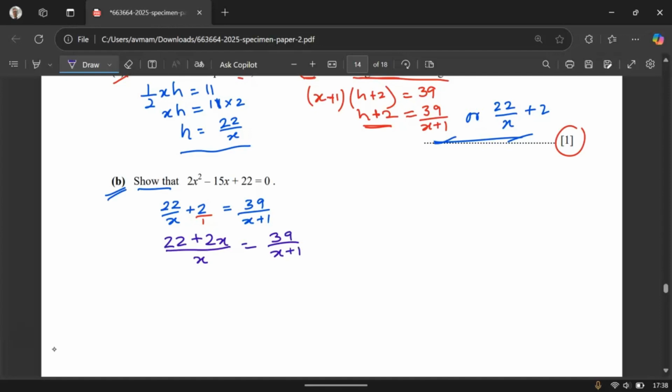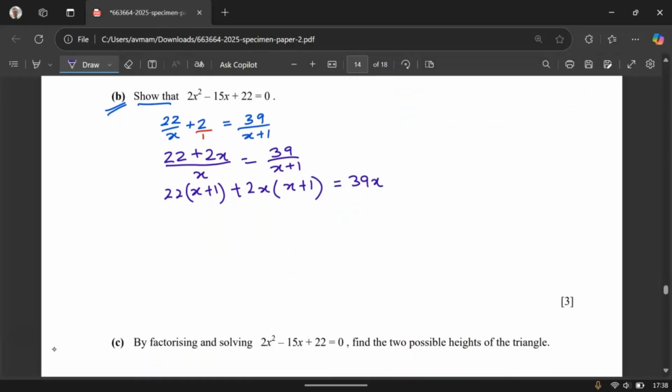Now do the cross multiplication to eliminate the fractions. So we multiply 22 plus 2x with x plus 1, and then 39 with x, that gives us 39x. Now let us expand the bracket. 22 times x is 22x plus 22 times 1 is 22 plus 2x square plus 2x is equal to 39x.